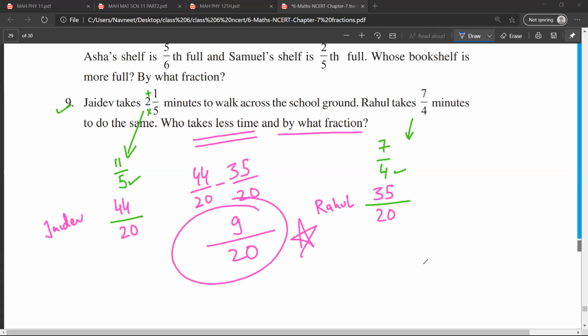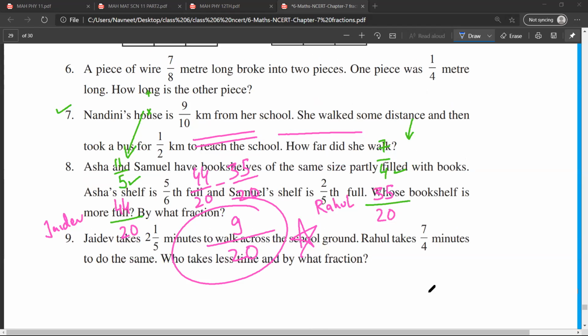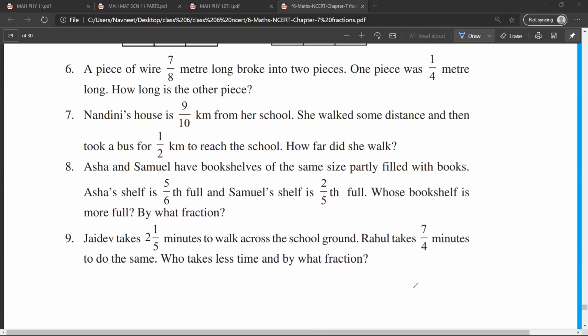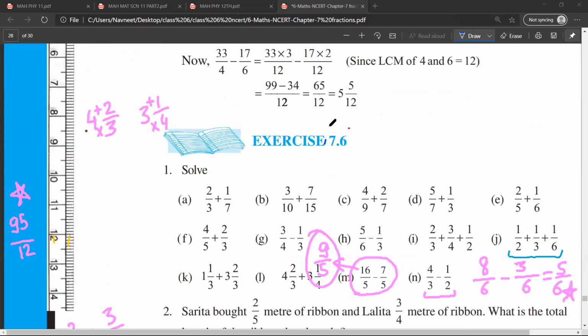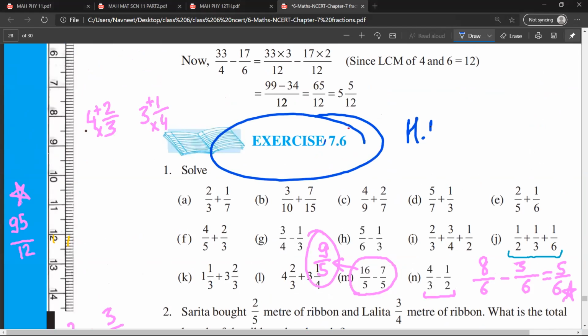So, Mr. Sarthak, these are a bit difficult questions. They need some practice. What I'll suggest is that you try to do all these questions again, Exercise 7.6. Have you understood? Yes, sir. You need to do these questions again because these are difficult questions.